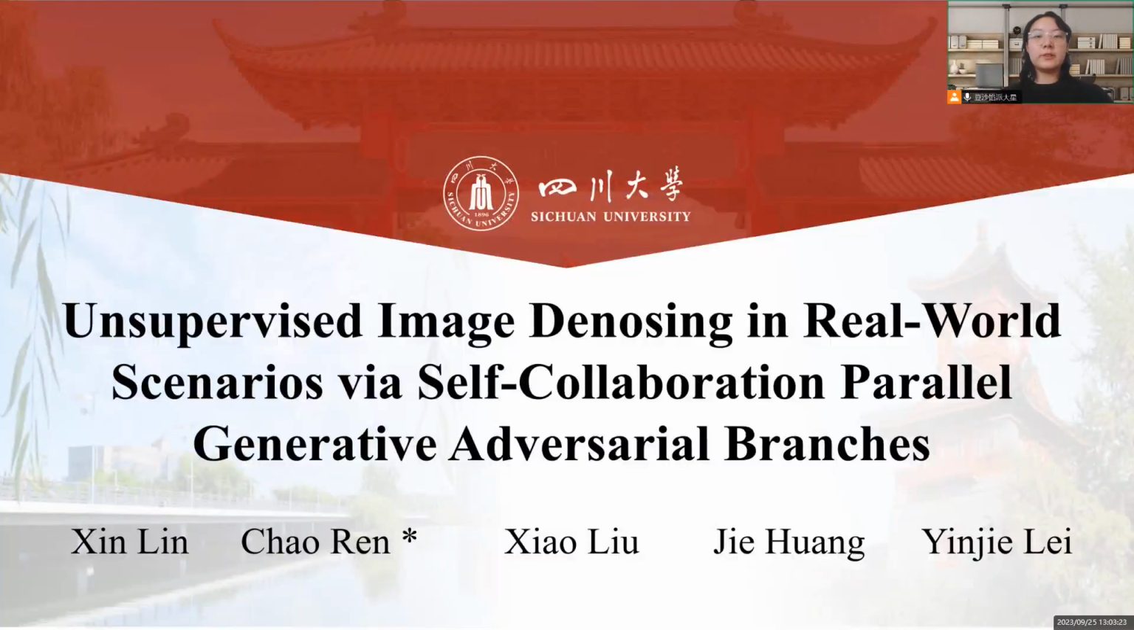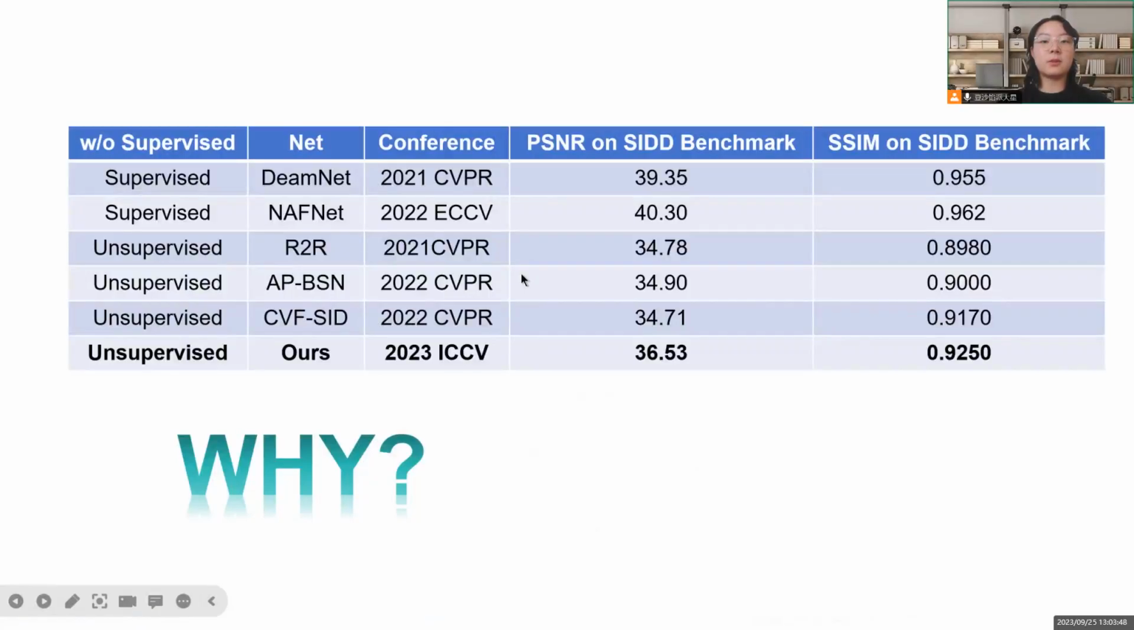Hello everyone, in this video I will introduce our paper, Unsupervised Image Denoising in Real-World Scenarios with Self-Collaboration Parallel Generative Adversarial Branches. We compare the latest supervised and unsupervised denoising methods, and we can conclude that the supervised method outperforms the unsupervised one on both PSNR and SSIM.